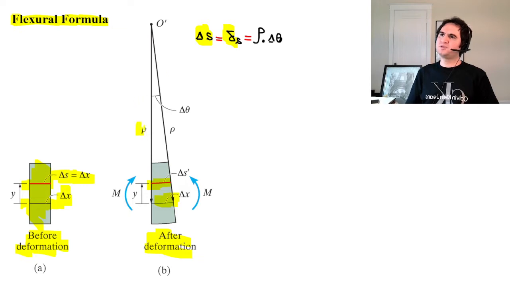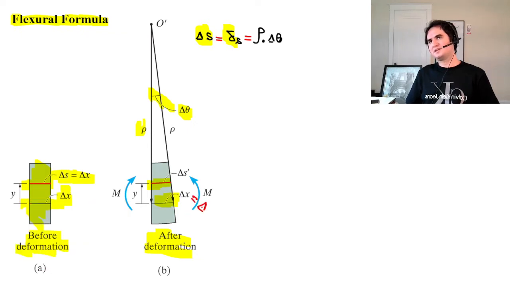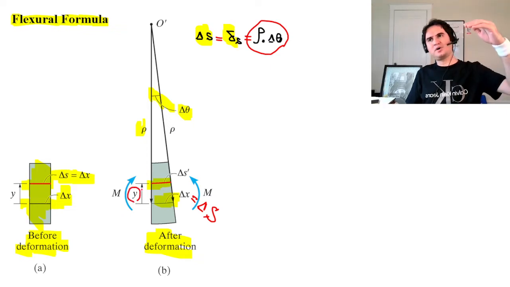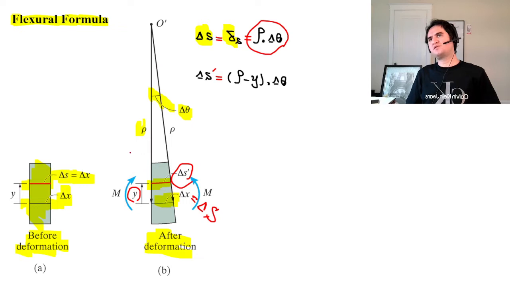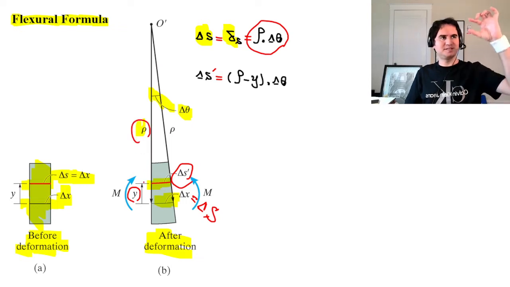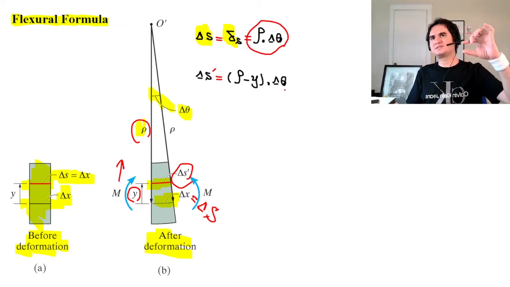It's nothing but rho times delta theta. That's delta S or delta X, the original one, and delta X and delta S are the same. And delta S is rho times delta theta. But if you travel to the top by a vertical distance of y, that goes by delta S prime. And delta S prime is just rho minus y. The radius is decreasing as we travel farther toward the center. So that's rho minus y times delta theta.